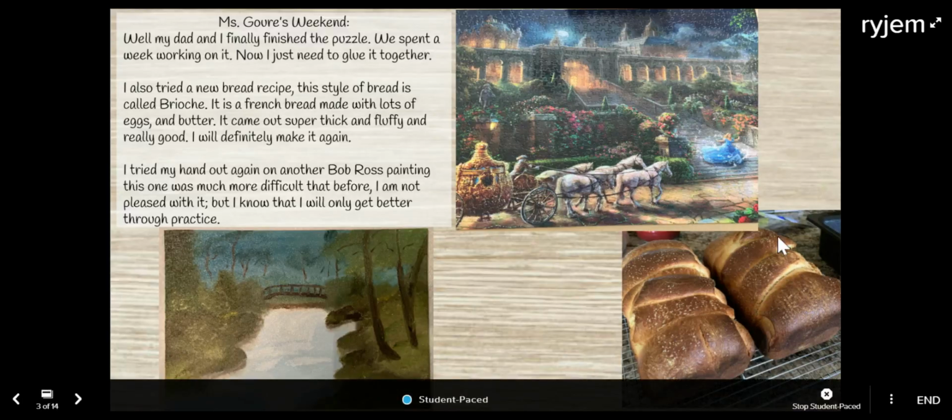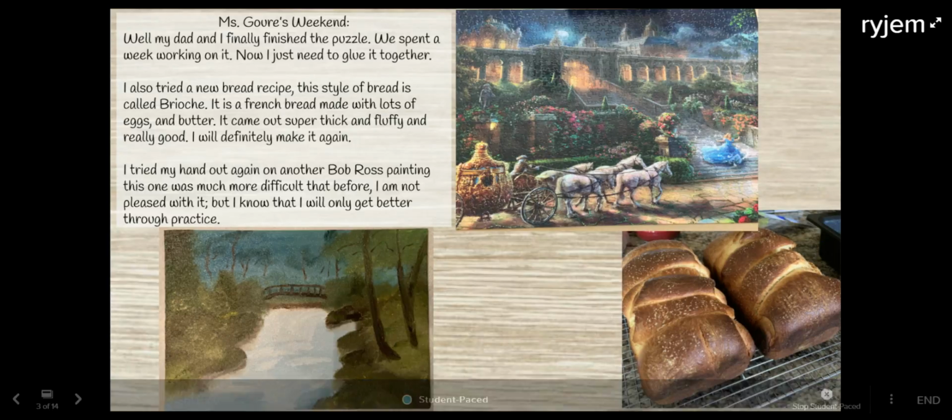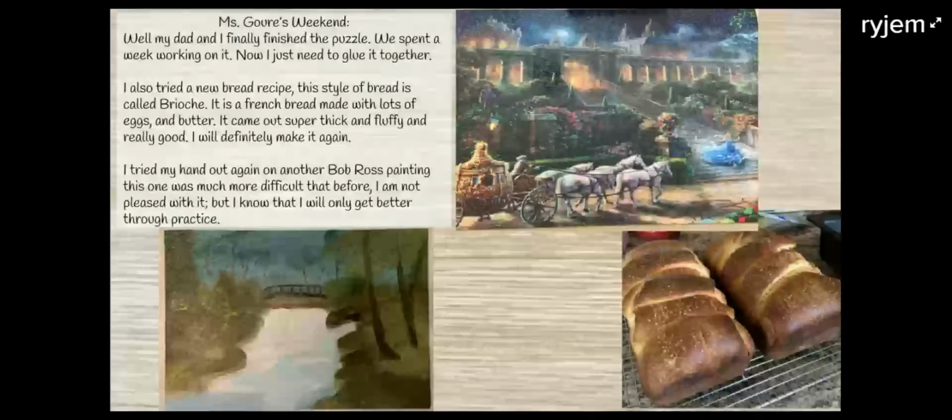I tried out a new bread recipe down here. This is brioche bread. It's a French style of bread with lots of eggs and butter. And it came out super nice and thick. And I know the outside looks like it's got a thick crust and it's kind of burnt, but I'm telling you that the inside is fluffy and it's beautiful. I'm definitely going to be making this again.